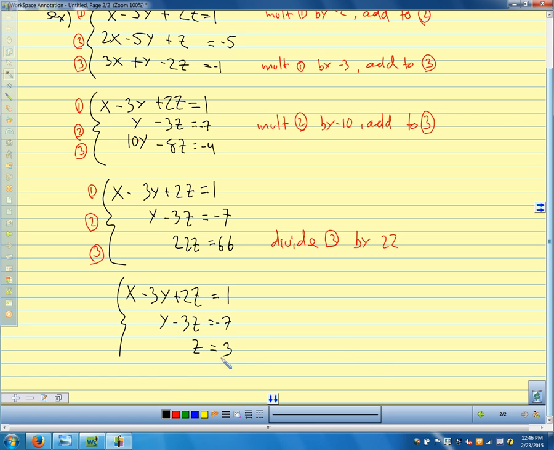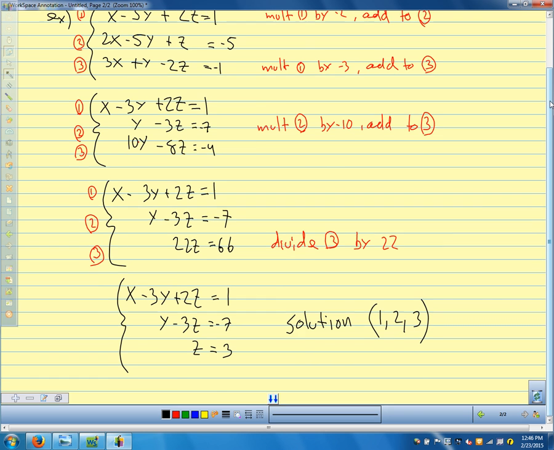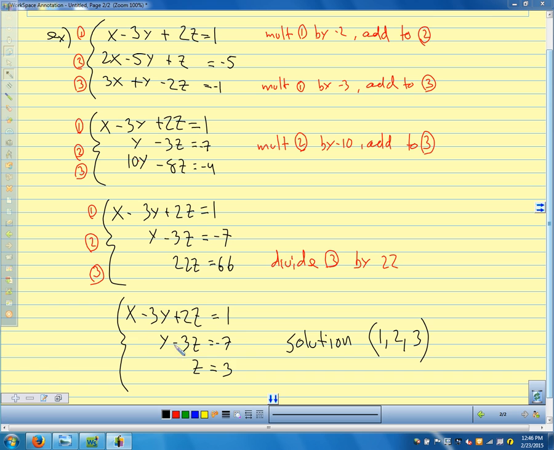I know z equals 3. I can back substitute to get y, and then I back substitute y and z here to get x. My solution is the point (1, 2, 3). So solving by Gaussian elimination, we just follow this procedure until we get our system of equations to look like this. Questions on that example?